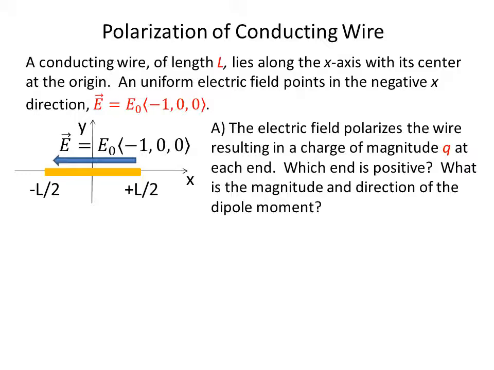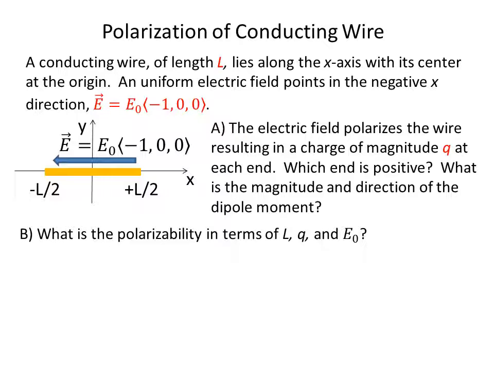Well, we have the electric field pointing to the left, so the left end is going to be positive. The dipole moment is defined as the charge times the separation of the two charges. So it's Q times L. And it points from the negative charge to the positive charge, so it points in the same direction as the electric field, with a magnitude of Q times L.